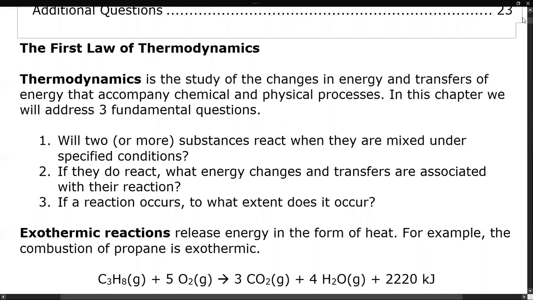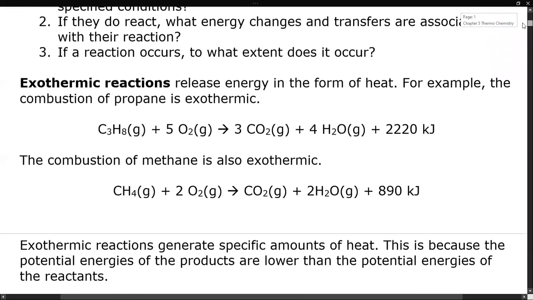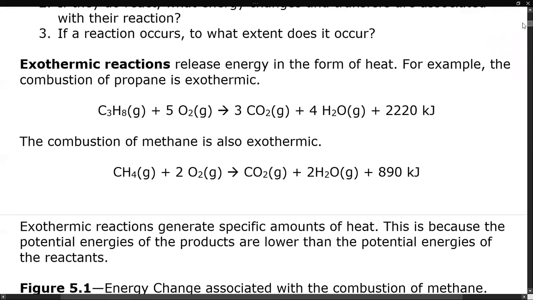In exothermic reactions, we get a net release of energy to the environment. For example, combustion of propane is exothermic. Combustion reactions are exothermic pretty well universally. They will release heat. In the case of the propane, you react it with oxygen. You produce 2,220 kilojoules of energy per mole of propane that burns.